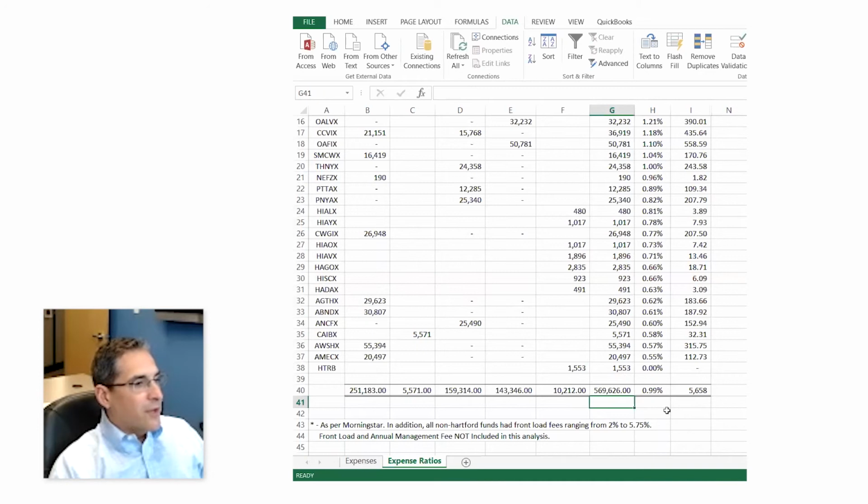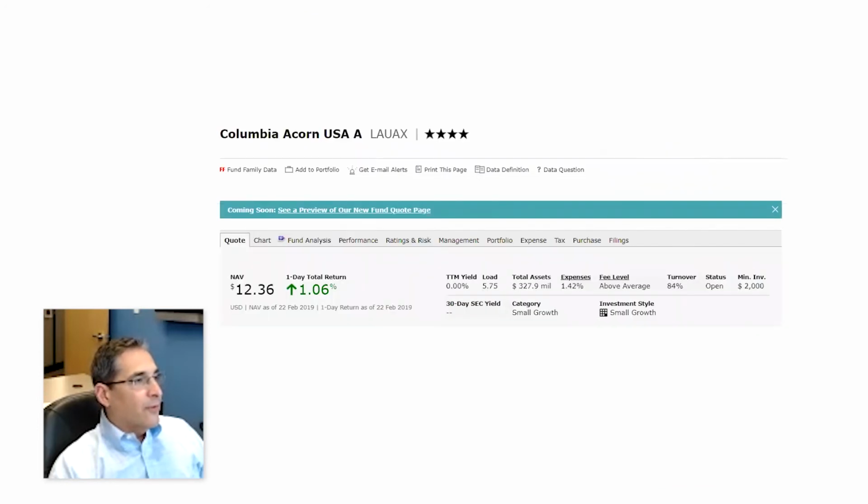So this is a good way for you to do a checkup on your portfolio. Feel free to use Morningstar, Yahoo Finance. You'll be able to get this information.